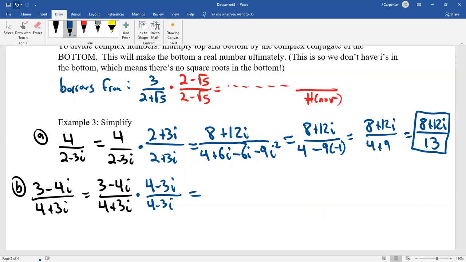For the top, 3 times 4 is 12. 3 times negative 3i is going to be negative 9i. Negative 4i times 4 is going to be a negative 16i. And then negative 4i times negative 3i would be a positive 12i squared.